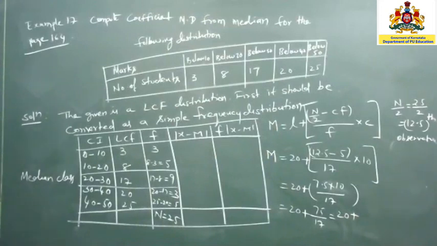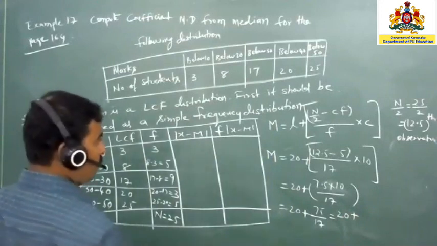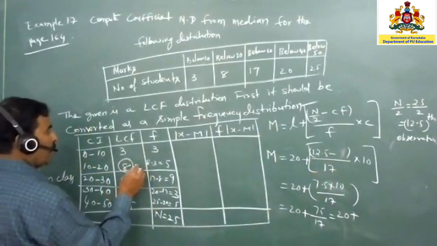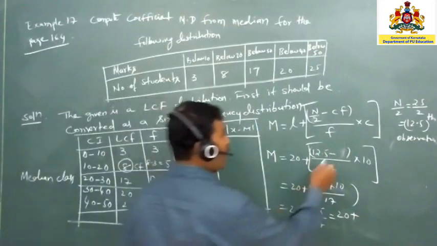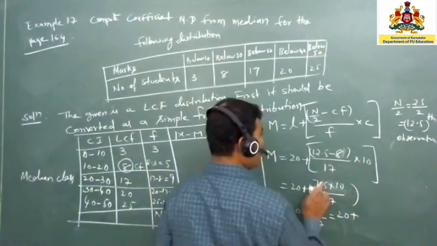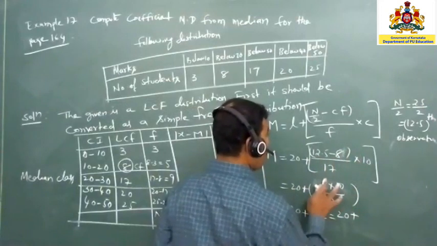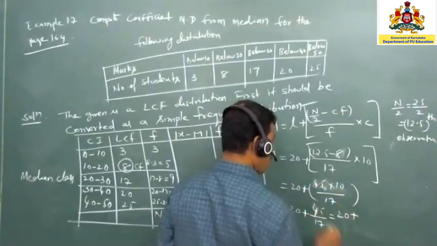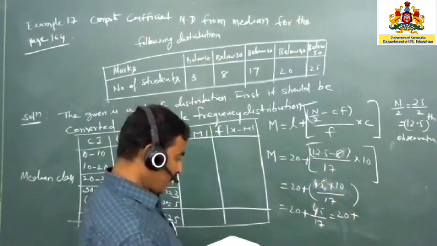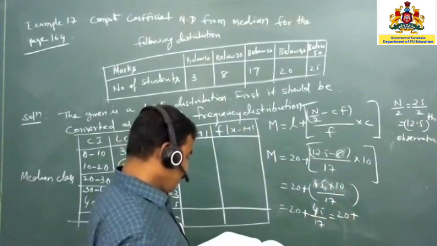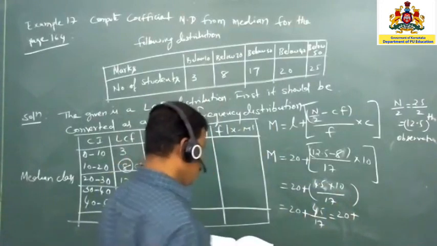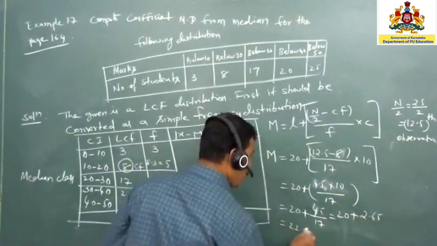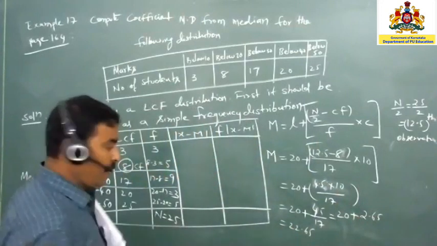Sorry, here the mistake is the previous class LCF, it will be CF minus 8. So 12.5 minus 8 is 4.5. So 45 by 17, the final answer is 2.65. So 22.65 is the median.